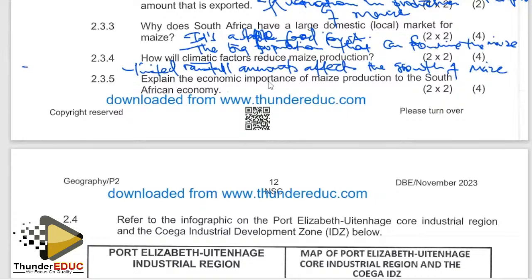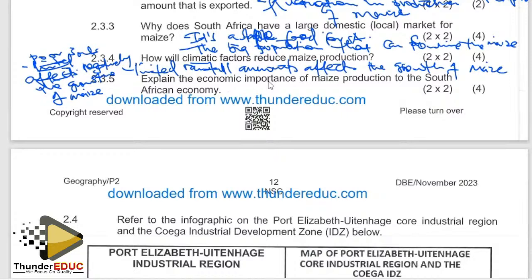Then we look at number two, under capital, we see limited rainfall. Then after the rainfall, the other environmental factor that we have there is the poor soils. Poor soils affect negatively the growth of maize. So there won't be enough fertility in the soil to favor the growth of maize.